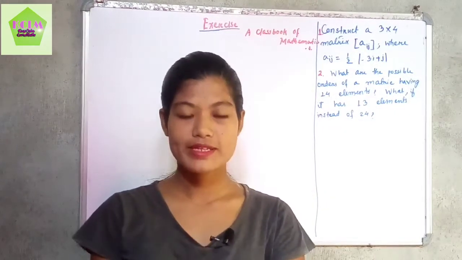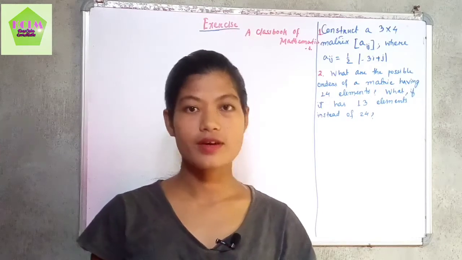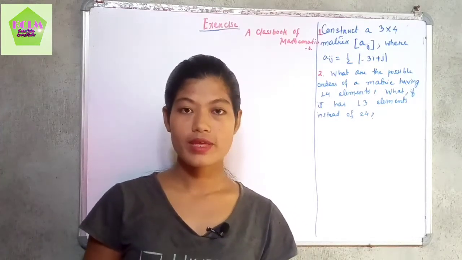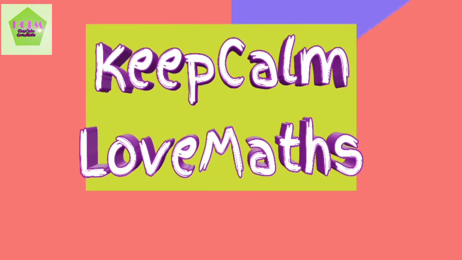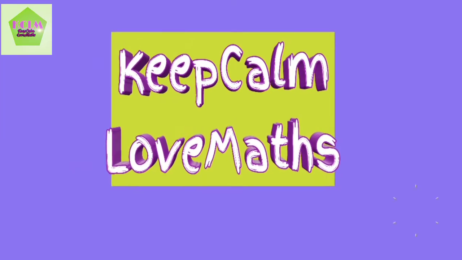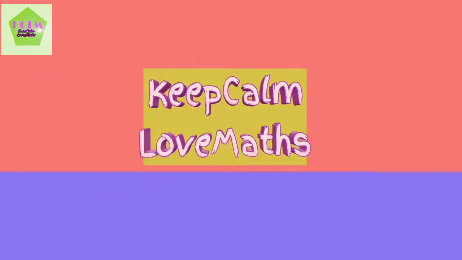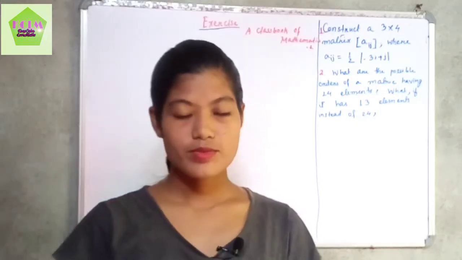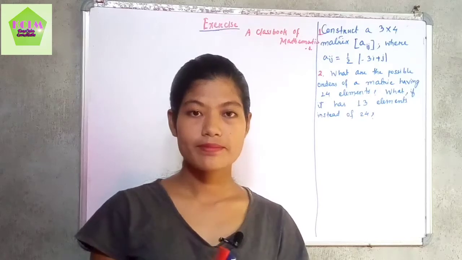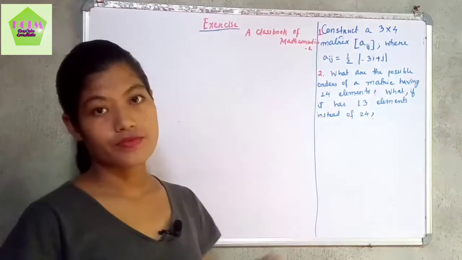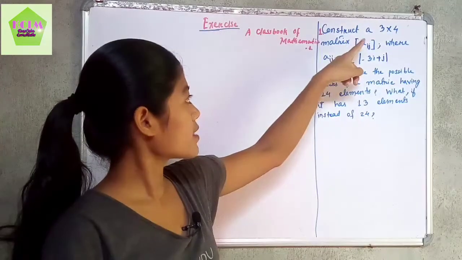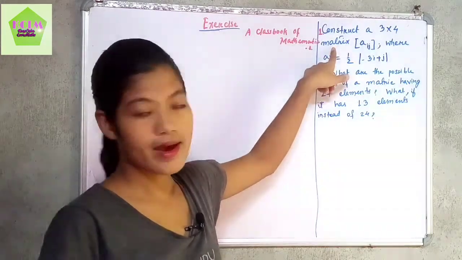So today we will discuss the exercise section of matrices from the book A Classbook of Mathematics. Today I am going to discuss two problems from the exercise of matrices. The first question is: construct a 3x4 matrix A = [a_ij].